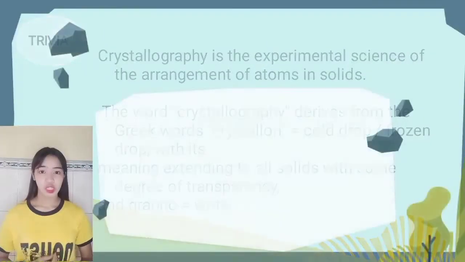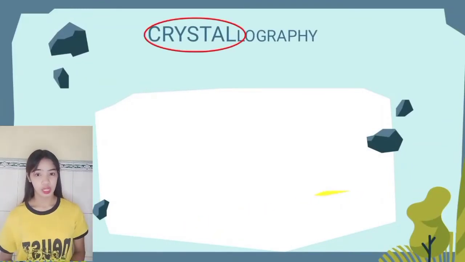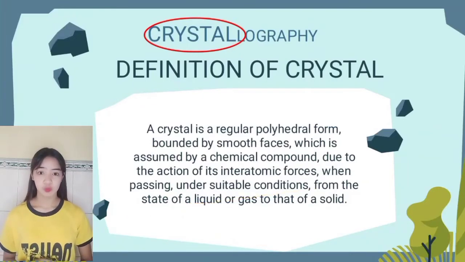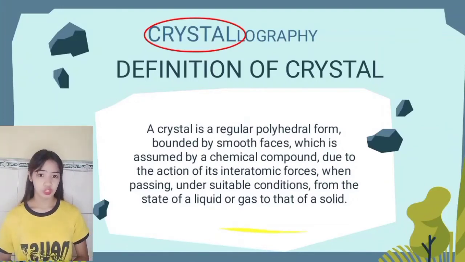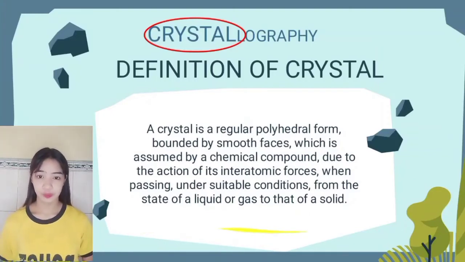So if crystallography is the study of crystals, what is the definition of a crystal? A crystal is a regular polyhedral form bounded by smooth faces, which is assumed by a chemical compound due to the action of its interatomic forces when passing under suitable conditions from a liquid or gas to that of a solid.